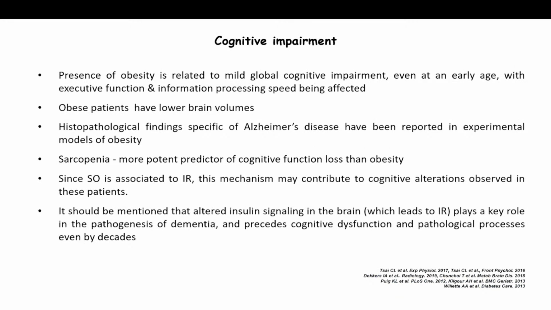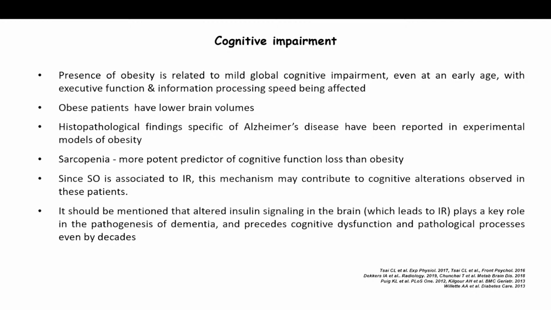There is cognitive impairment also. The presence of obesity is related to mild global cognitive impairment even at an early stage, with executive function and information processing speed being affected the most. Obese patients have a lower brain volume. These studies are also there.